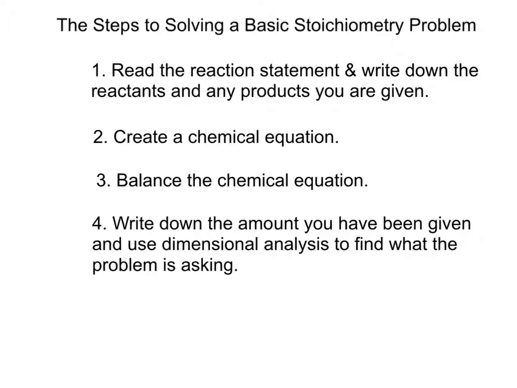So the basic steps to solving a stoichiometry problem: first, read the reaction statement and write down the reactants and any products you are given. If you are not given any products, then determine what type of chemical equation it is and then predict the products, be it single replacement, double replacement, or combustion, and you should be able to determine the products. Once you're done writing the equation, balance the equation and then write down the amounts that you have been given so we can use dimensional analysis to actually solve this.